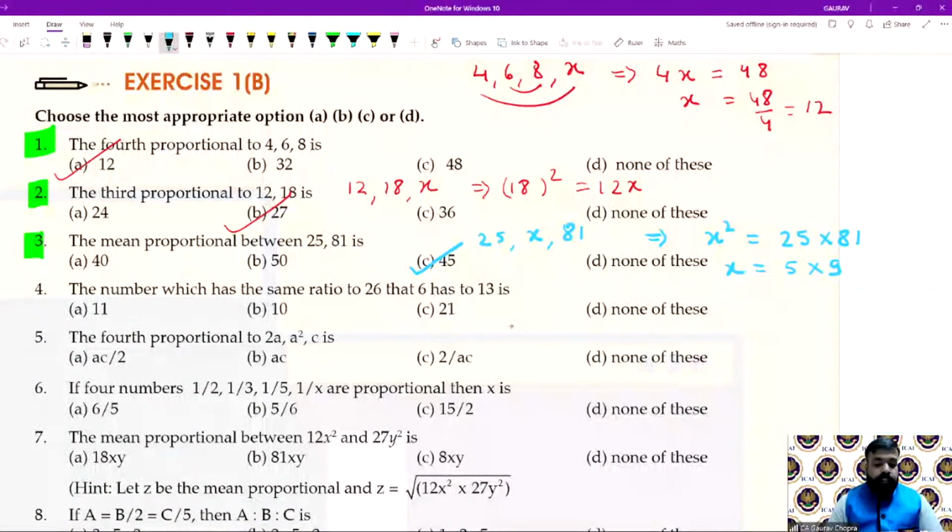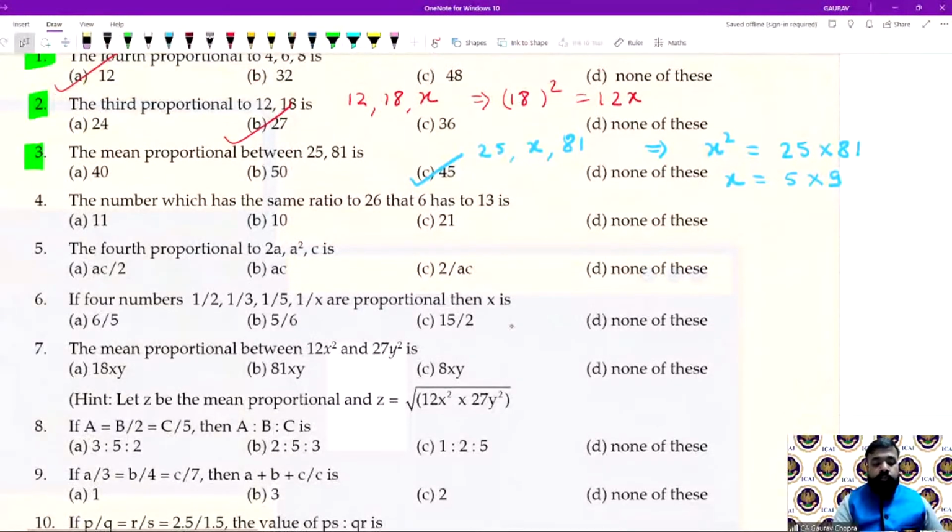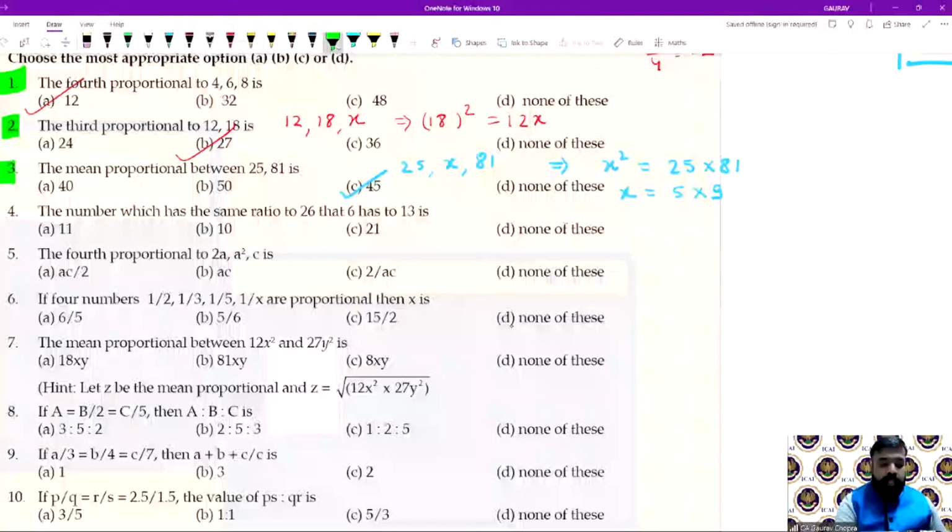Again, we received the correct answers. That's great. Now the fourth one. The fourth says: the number which has the same ratio to 26 that 6 has to 13. Now this is a very easy question. Just apply what the question wants to say. Just apply the given information. So we can write them in simplest form, that is x by 26 is equal to 6 by 13.